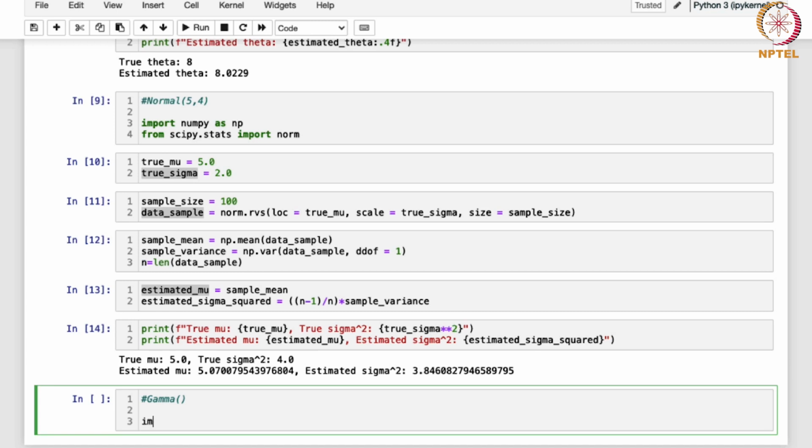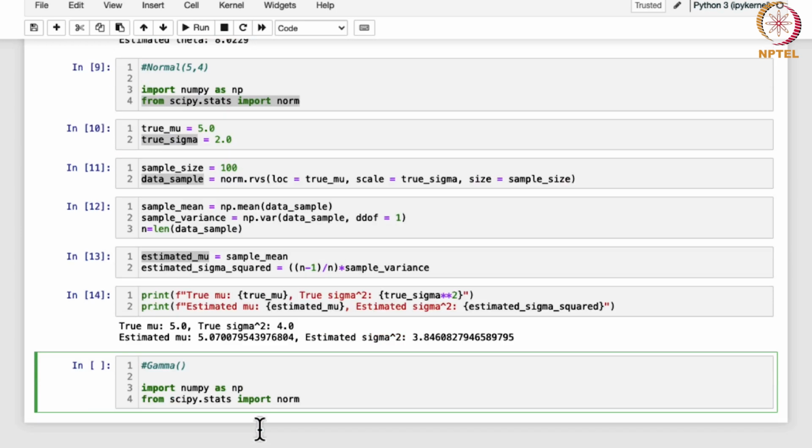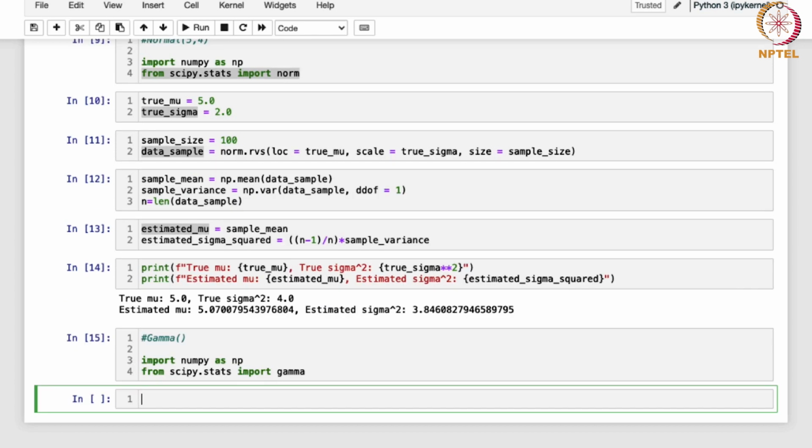For this again we have imported numpy as np, and from scipy.stats this time we need gamma, because we are going to deal with the gamma distribution. Again we can set the random seed, np.random.seed as 0. This would ensure that the random numbers generated will be the same every time you run the code.